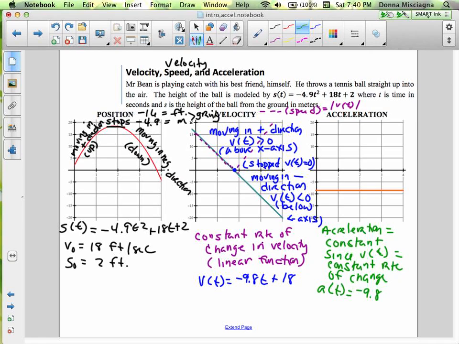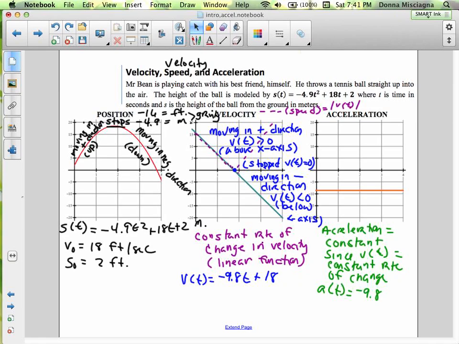Of course, our position function is in meters. Our velocity function is in meters per second. And the acceleration is meters per second squared.